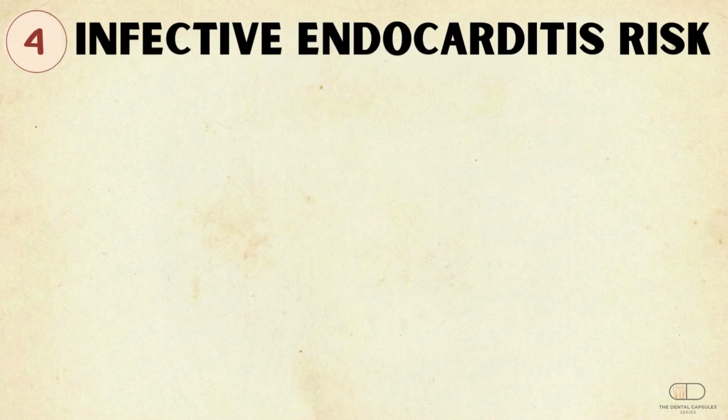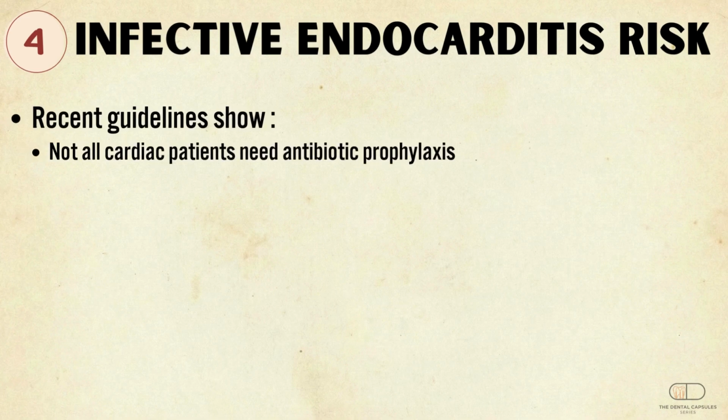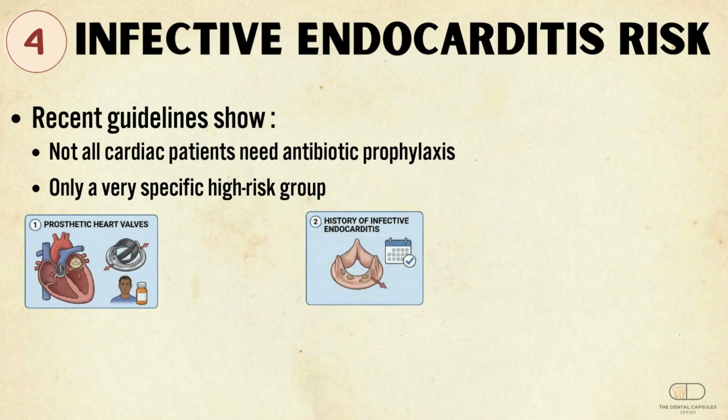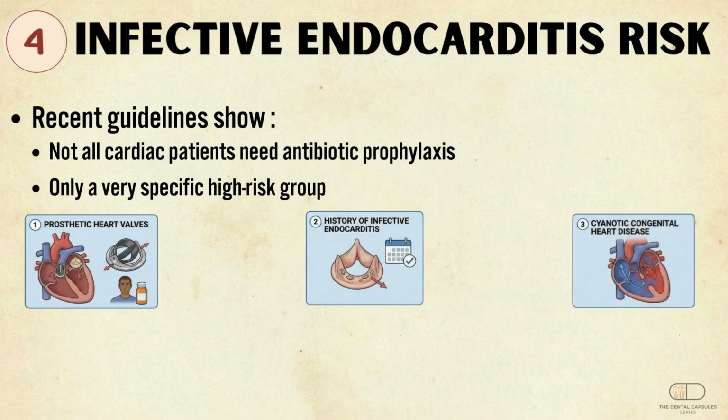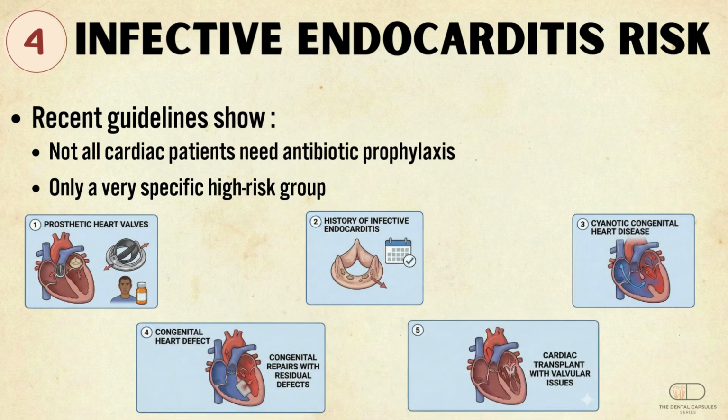Number 4, infective endocarditis risk. Recent guidelines show that not all cardiac patients need antibiotic prophylaxis. Only a very specific high-risk group. These include prosthetic heart valves, a history of infective endocarditis, cyanotic congenital heart disease, congenital repairs with residual defects, and cardiac transplant patients who developed valvular issues.